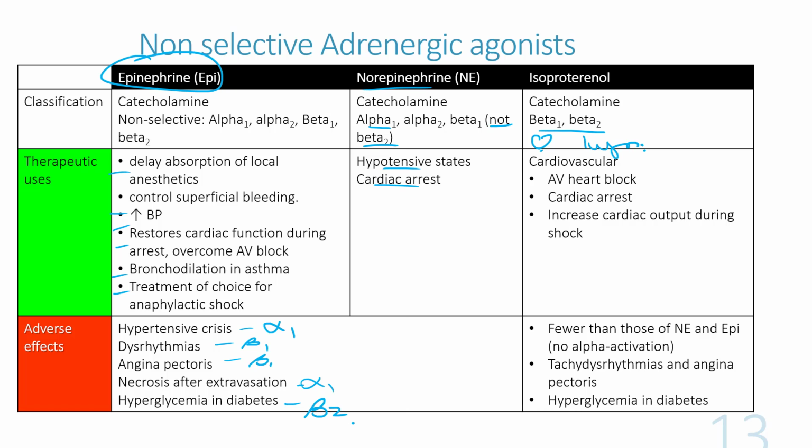And isoproterenol, because it has no effect on alpha-1, has no effect on blood pressure, right? So again, dysrhythmias and angina are due to activation of beta-1 receptors on the heart, and hyperglycemia in diabetes is due to activation of beta-2 in the skeletal muscle and liver.